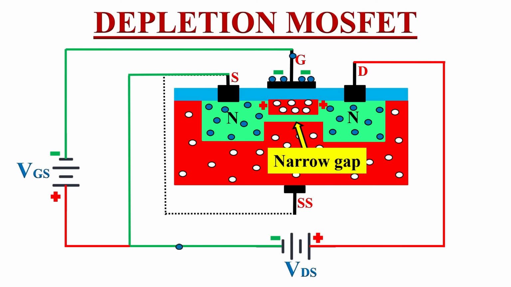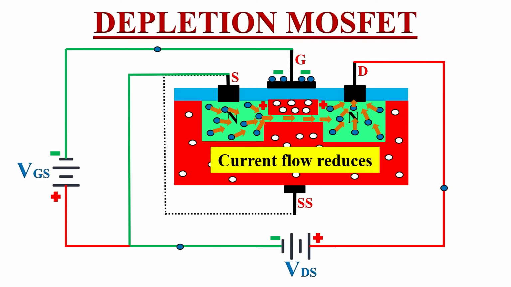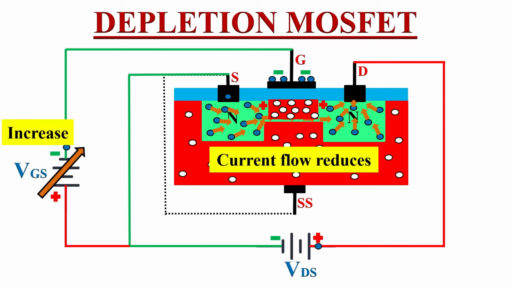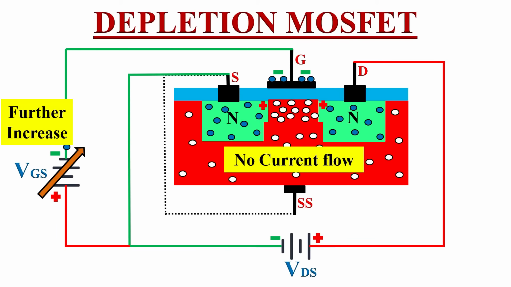So the electrons which are flowing from source to drain now must flow through this narrow gap to constitute current. This will result in reduced current flow in the depletion MOSFET. If we increase this negative gate voltage VGS, this will further increase the positive charge inside the N-type semiconductor, and effectively it reduces the flow of current in the MOSFET. If we further increase this negative voltage at the gate terminal, at one particular voltage, the N-channel will get closed by the positive charge and there will be no current flow in the depletion MOSFET.